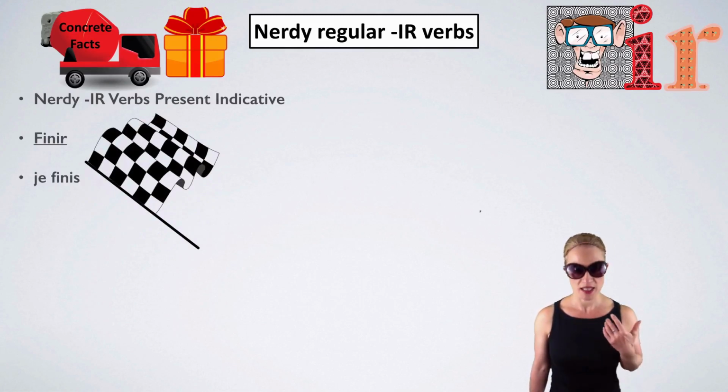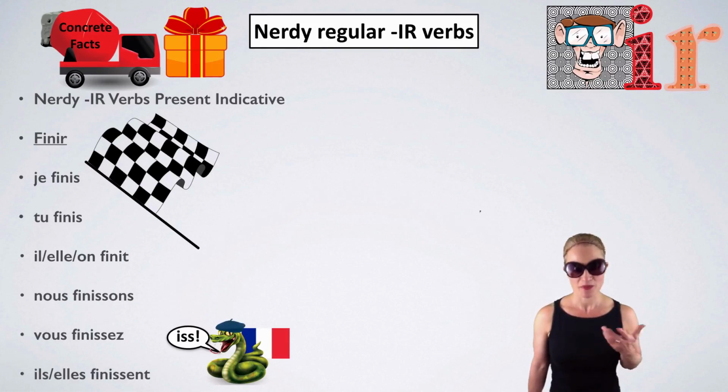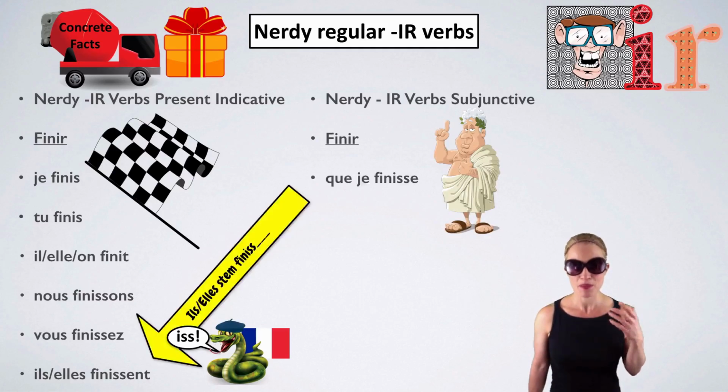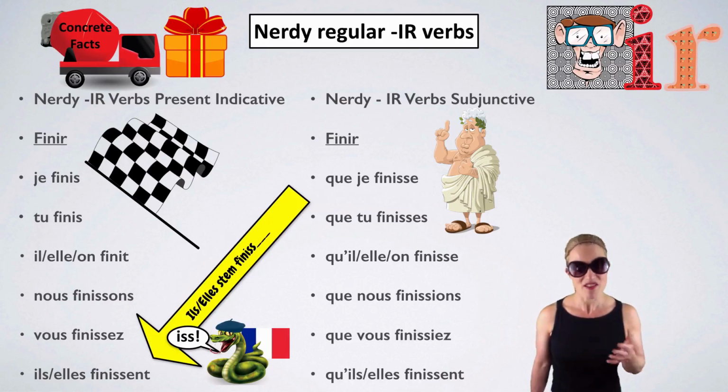Je finis, ending in is. Tu finis, is. Il, elle finit, it. Nous finissons, so you start the iss-ing around with the regular IR verbs. Vous finissez, ils, elles finissent. We have to take the stem, the ils, elles stem, for the subjunctive. So now it becomes que je finisse, que tu finisses, qu'il, qu'elle, qu'on finisse, que nous finissions, que vous finissiez, qu'ils, qu'elles finissent. So the third person plural is the same in the indicative and the subjunctive.